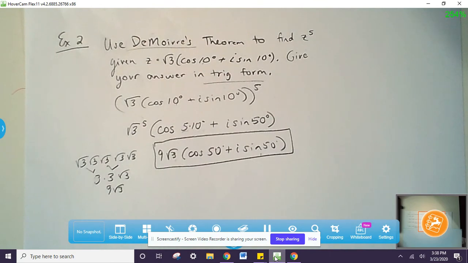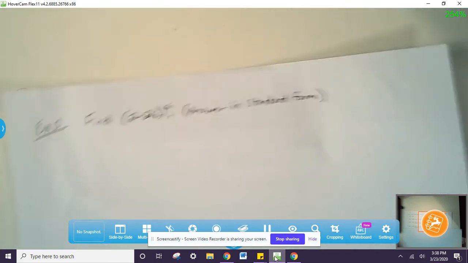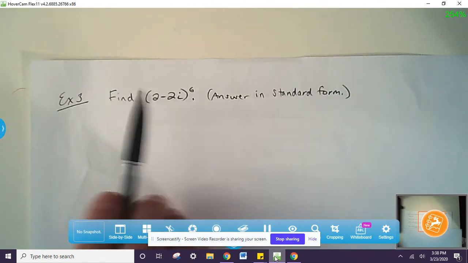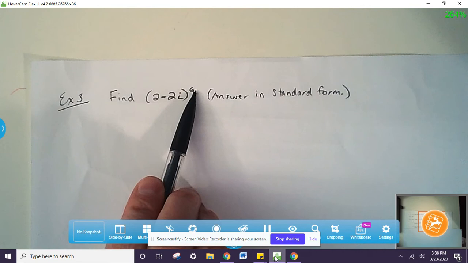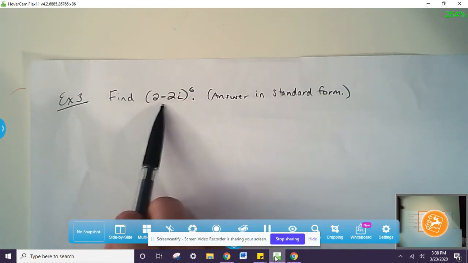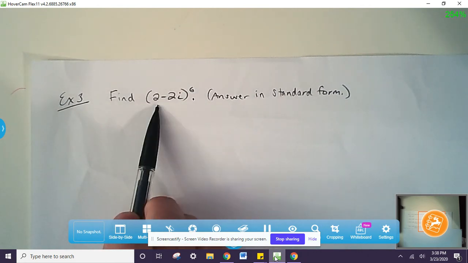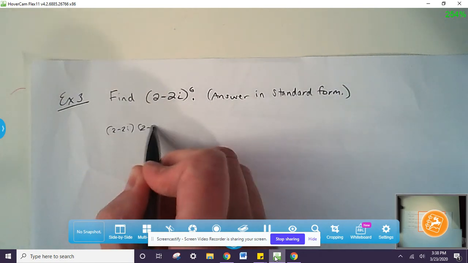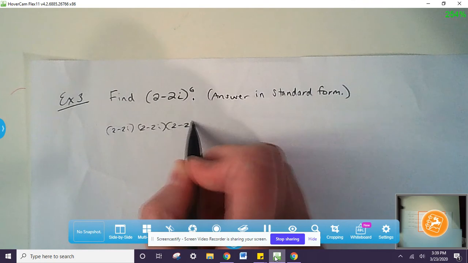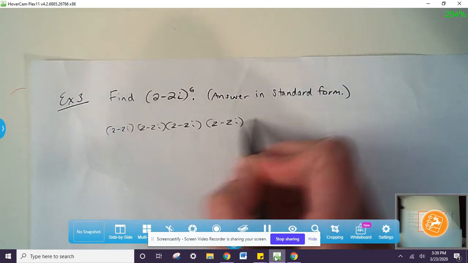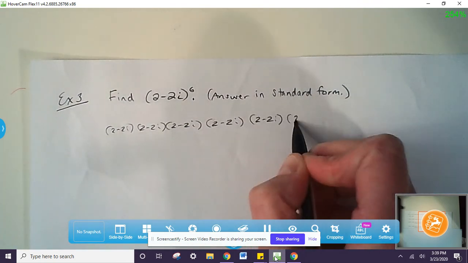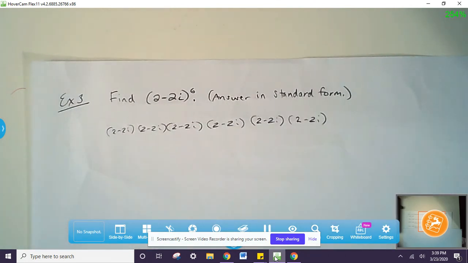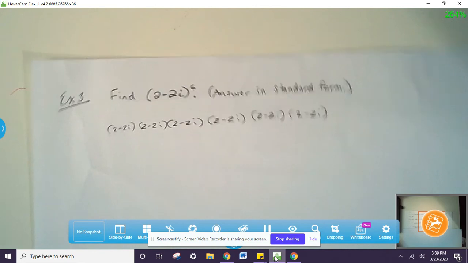We have one more example to do in this lesson, but it's a big one. So our final example is going to be to raise this to the 6th power. Now, if you notice, this is given in standard form. So one option we have here is to multiply this times itself 6 times. And I think we can all agree that that does not sound fun. 1, 2, 3, 4, 5, 6. That's a whole lot of distributing. So we're not going to do that.